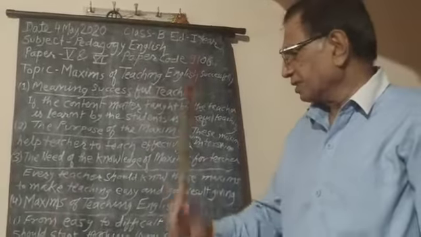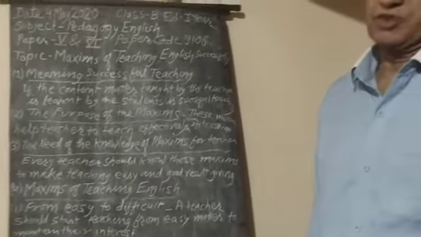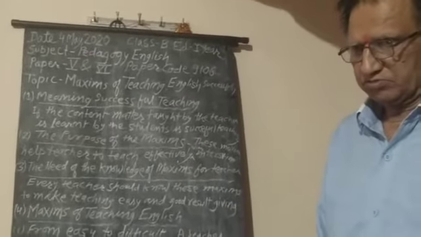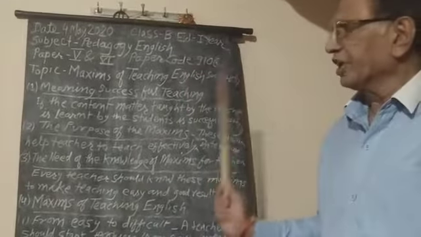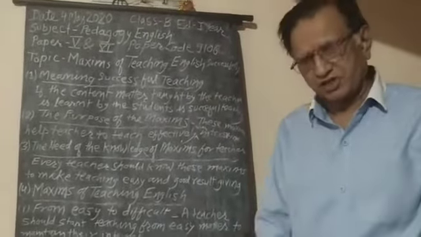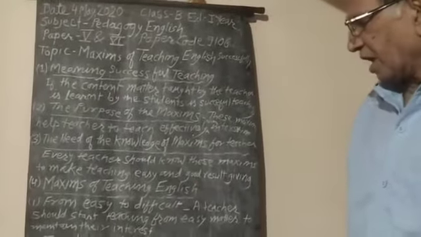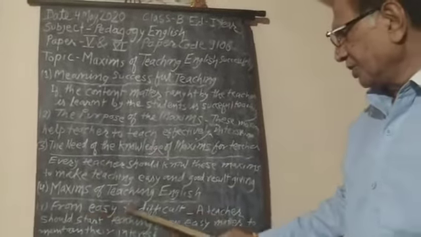Now, what are the maxims of teaching English? We come to the maxims. Maxims means general truth about something. General truth of teaching English successfully are the maxims. So, these maxims are as follows. First, from easy to difficult.